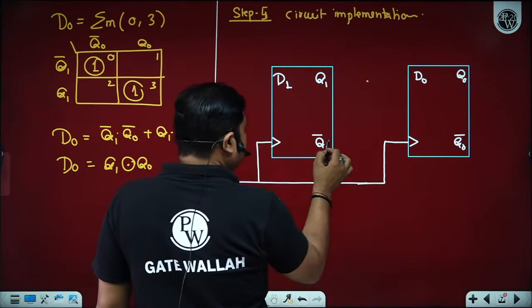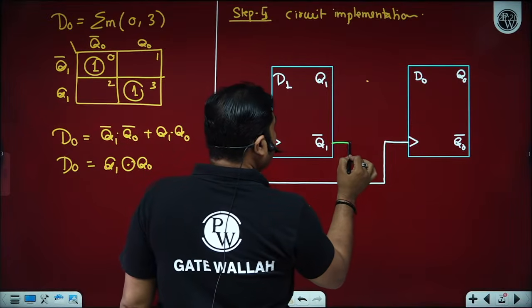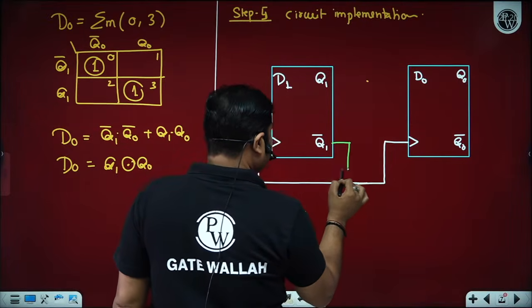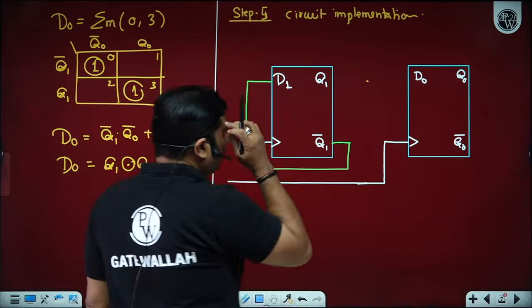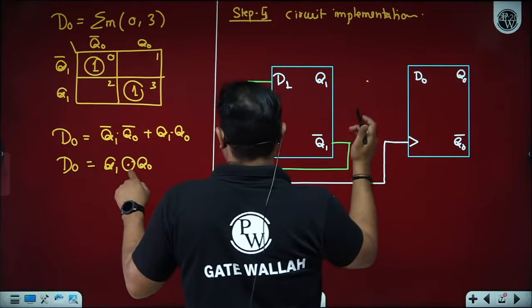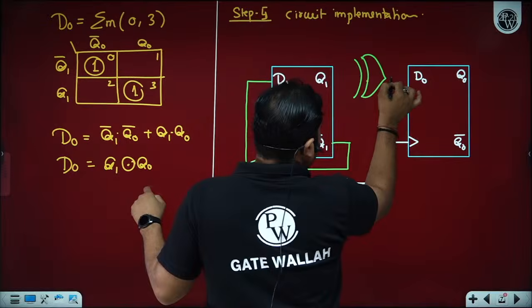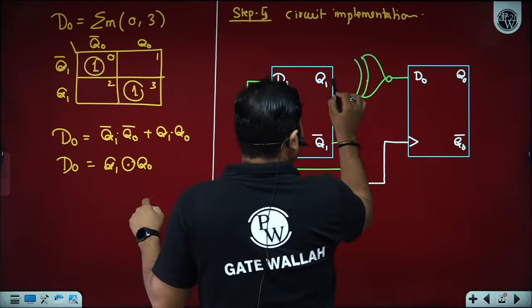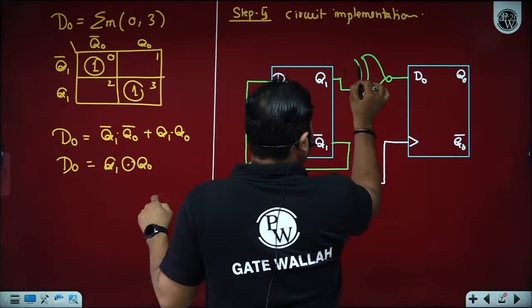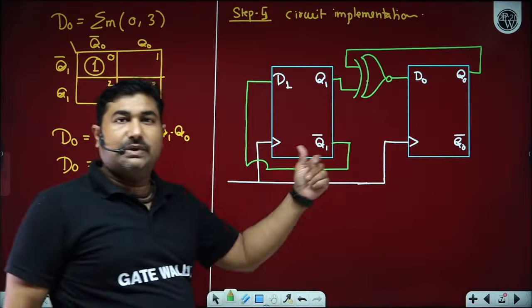D1 is connected with Q1 complement. So I am using this. D1 is connected with Q1 complement. And D0 is Q1 XNOR Q0. The circuit is implemented.